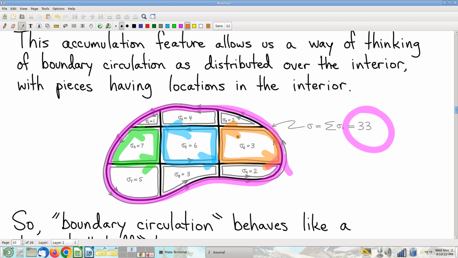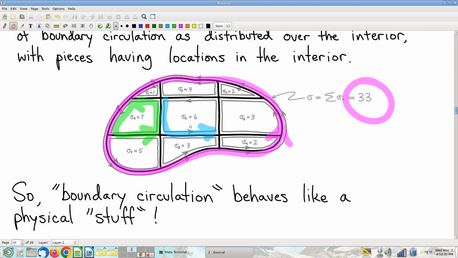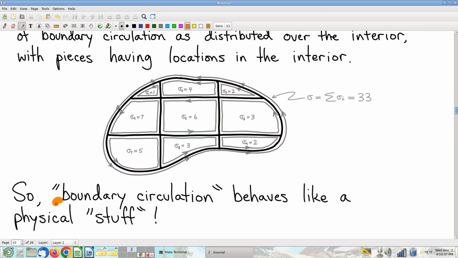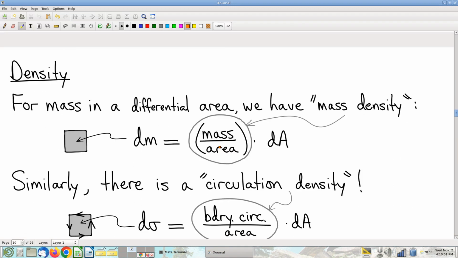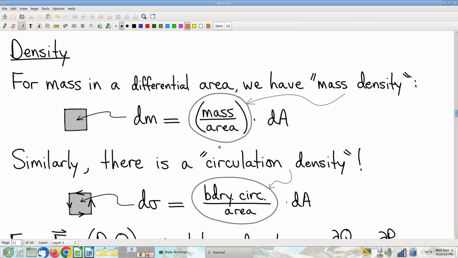I can talk about the mass of a whole, but because of the accumulation feature, I can view that total mass as being, well, some of it's here, some of it's in each of the pieces as you slice it up. Same with circulation, right? So boundary circulation behaves kind of like physical stuff. It has location in the interior based on how you chop it up. And that allows us to do something really nice, and that is to talk about an associated notion of density.